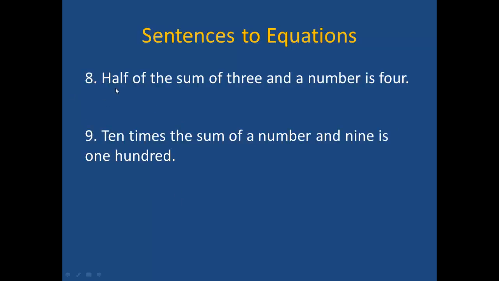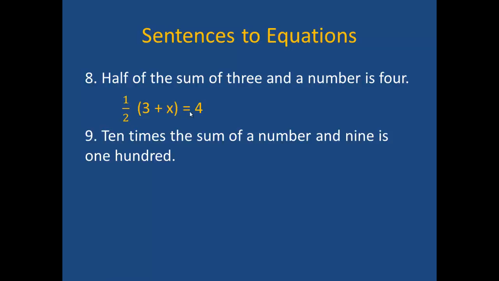In example 8, we have half of meaning multiply. The sum of 3 and a number is 4. When we see the sum, we want to think parentheses, because this sentence tells us to find the sum of 3 and a number first, and then multiply by a half. So I would write this as 1/2 in parentheses, 3 plus x equals 4.